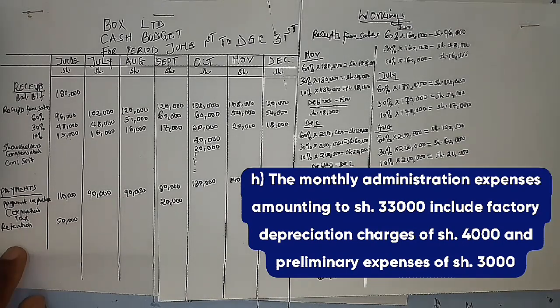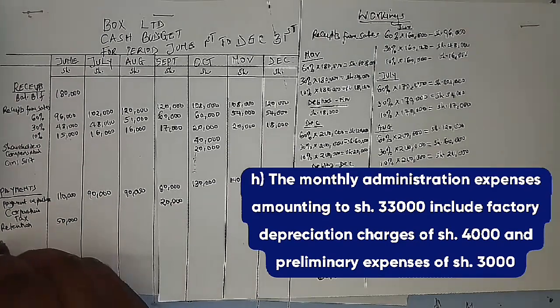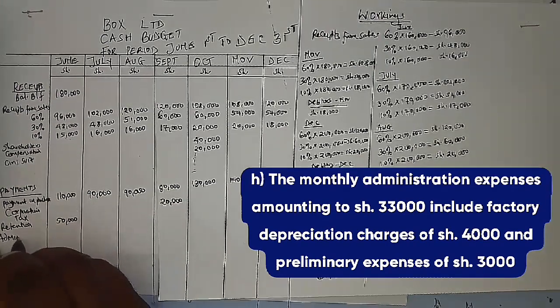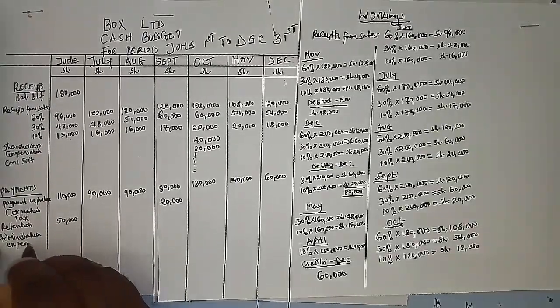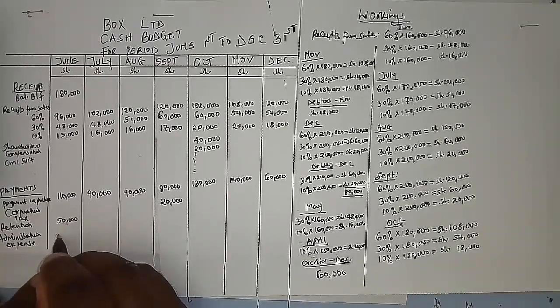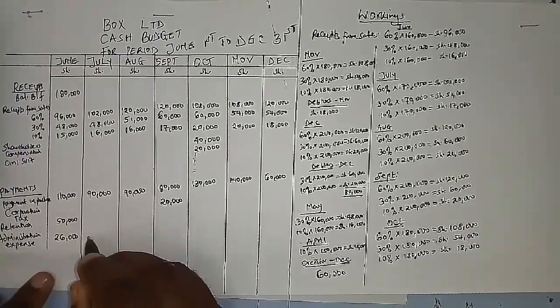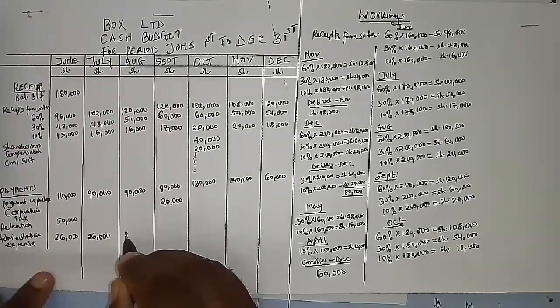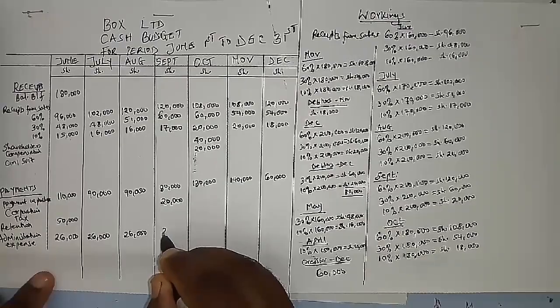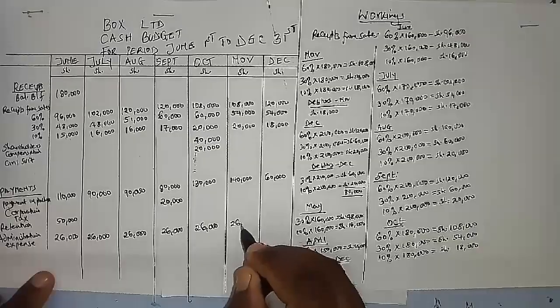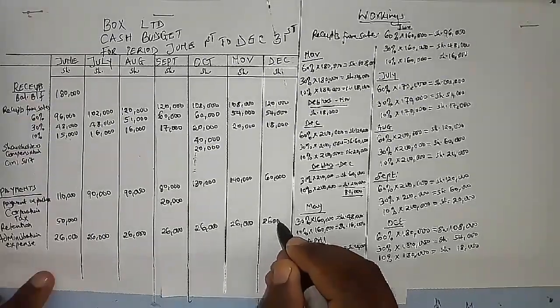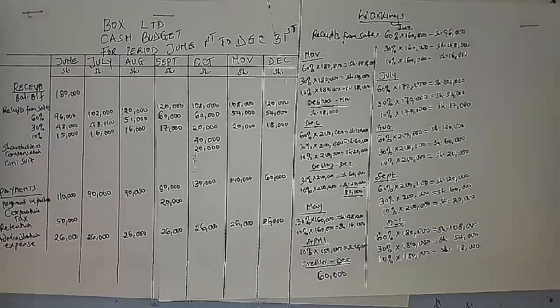Those monthly administration 33,000 includes factory depreciation as well as the preliminary expense. So can you subtract the two? The 33,000 minus the 7,000, you will get 26,000. So that's a payment. You say administration expense. So 26,000 each month, and it was paid every month.